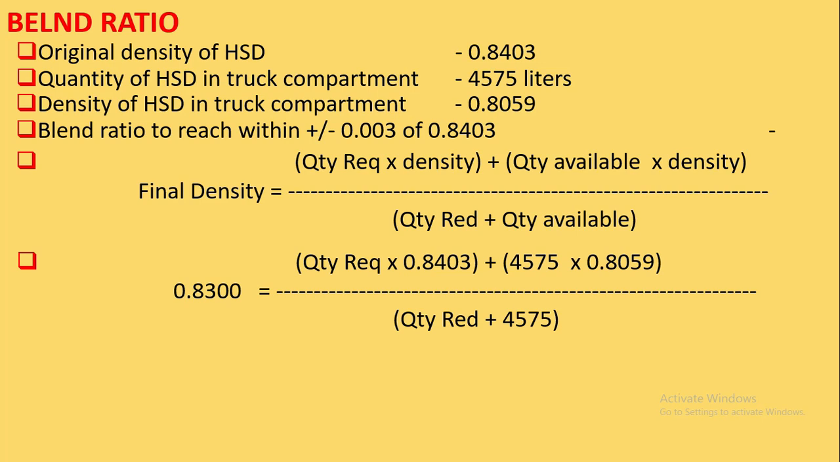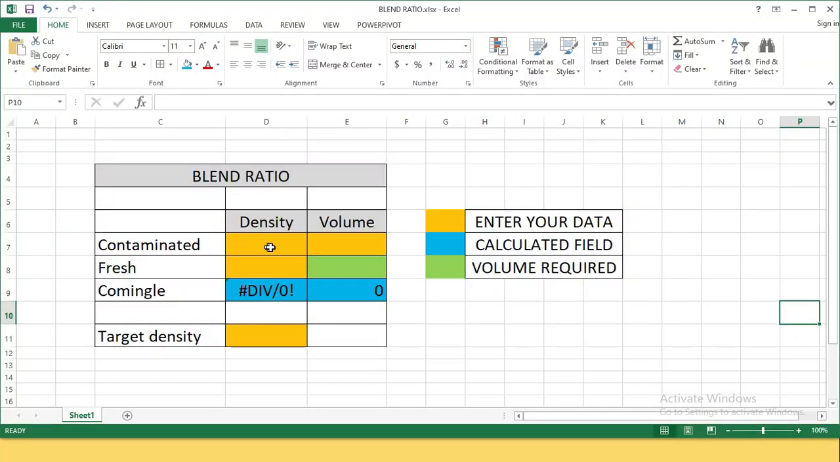Now to make this calculation very simple, I made an Excel sheet, which I am posting on this video as a Google Drive link. You can download it for your own consumption. Now let us see, this is an Excel sheet to arrive at the blend ratio. What is the contaminated density?